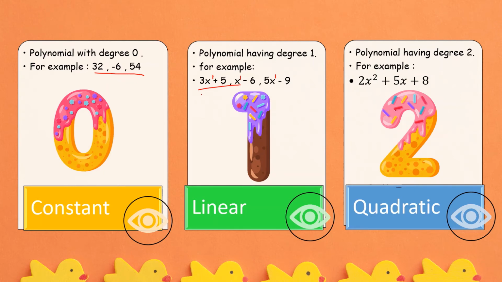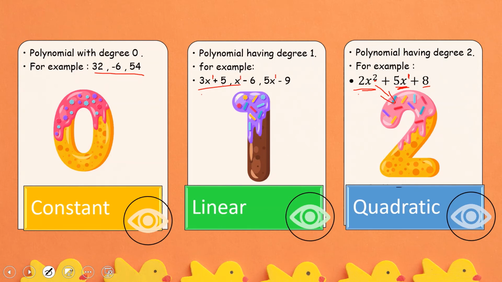Next, quadratic. Quadratic means a polynomial having 2 degrees. Having degree 2 is called a quadratic polynomial. For example, 2x square plus 5x plus 8. This is a polynomial. This is a linear term, this is a constant. Why linear? Because 5x has power 1, exponent 1, whereas 2x square has exponent 2. So this 2 is nothing but the degree. A polynomial having degree 2 is known as a quadratic polynomial.